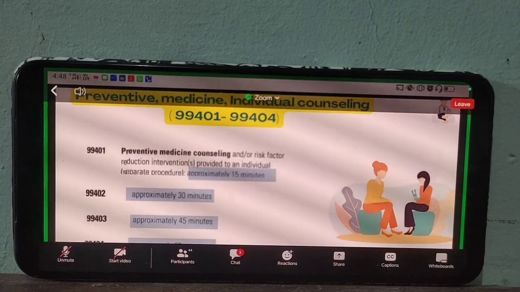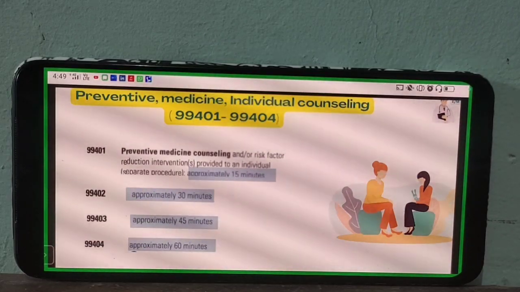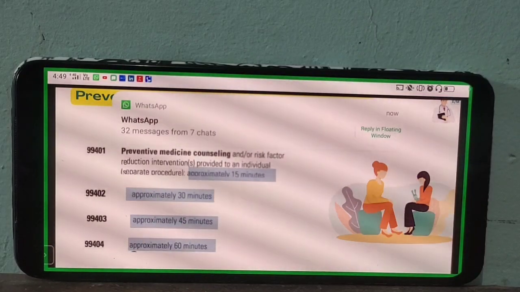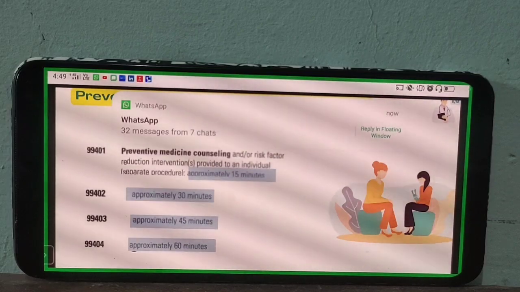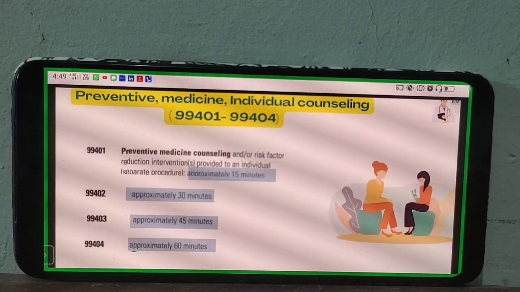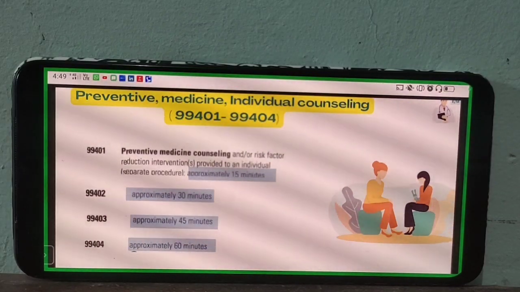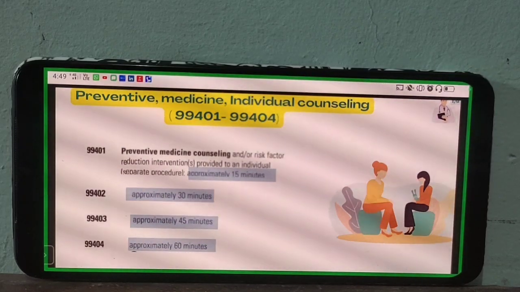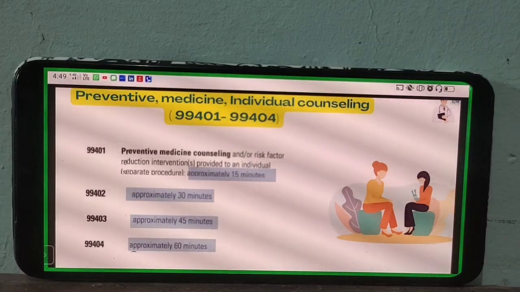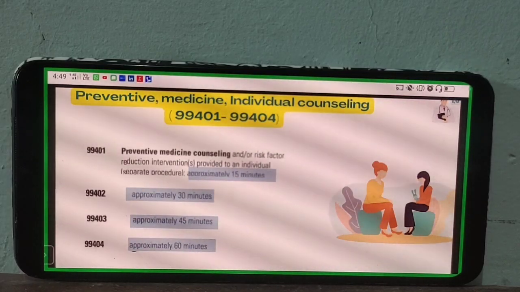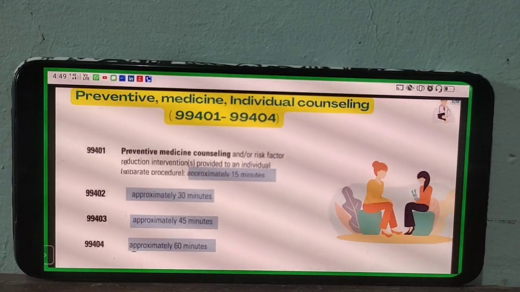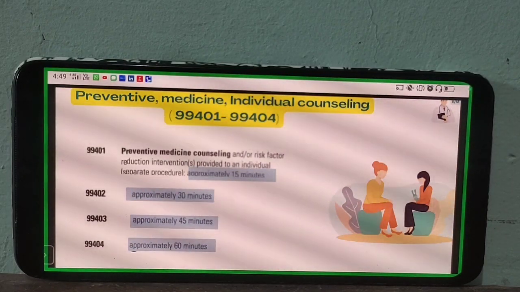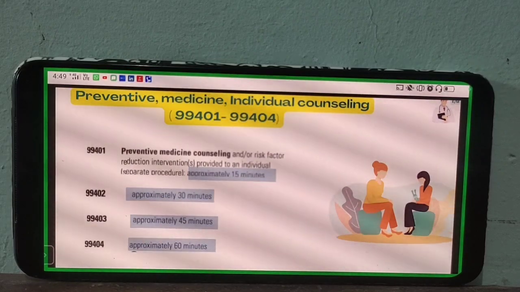For approximately 15 minutes, and approximately means this is not an exact time, code 99401. For 30 minutes, 99402. This is not an exact time. Here the doctor usually denotes the time only in approximation. The doctor gives the approximate time only. For 45 minutes go for 99403, and 60 minutes go for 99404.